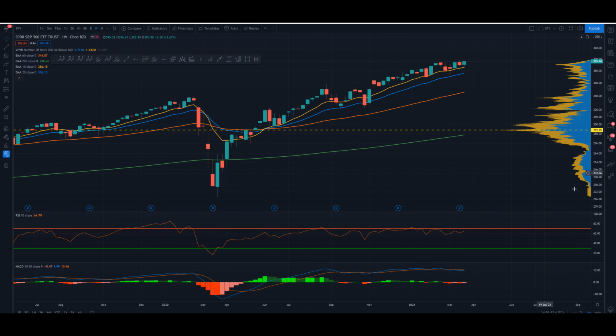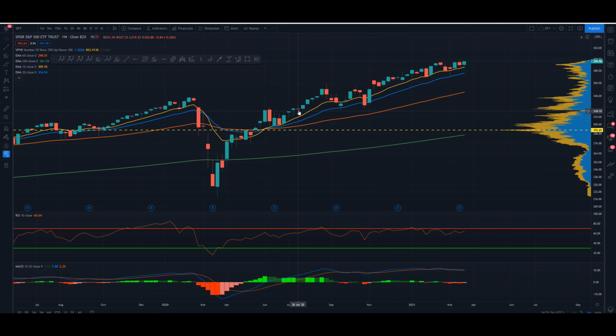We have a volume profile on the right hand side showing all the various peaks and troughs of buy-sell volume, with the highest level being the point of control, which is the yellow dashed line here. We have an RSI set to a 10 close with the green 30 level representing oversold and the red 70 level representing overbought. We have a MACD with a 10 for the short term moving average and a 20 for the long, with a 9 to smooth.